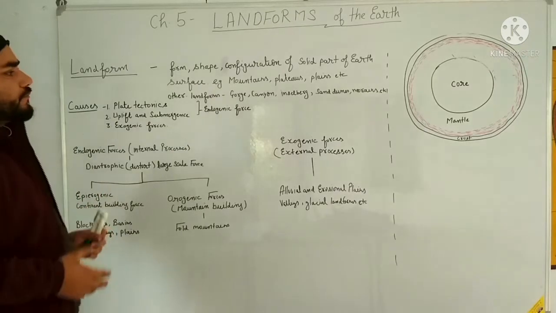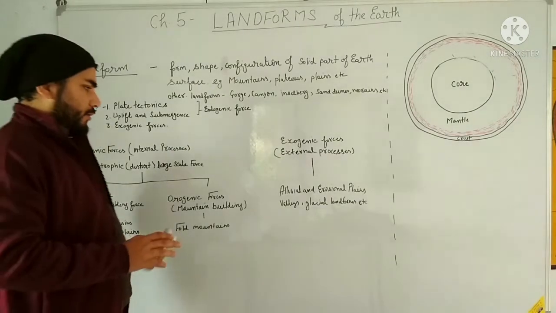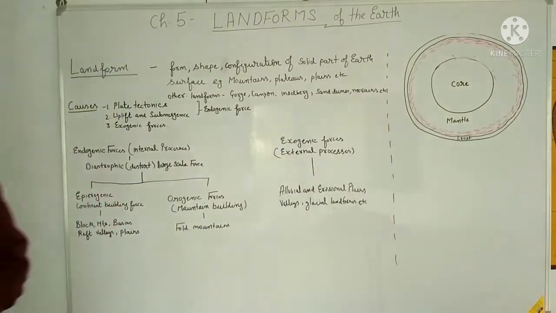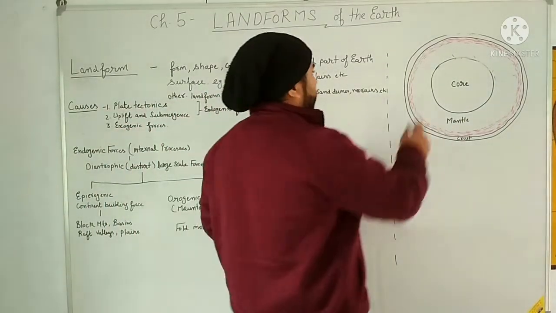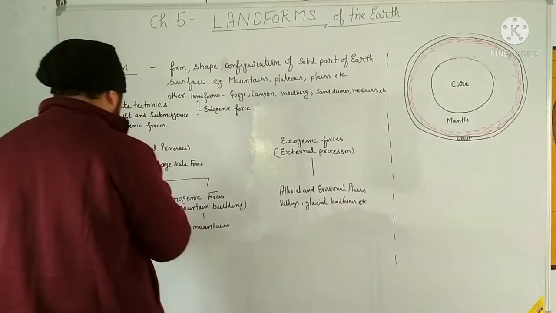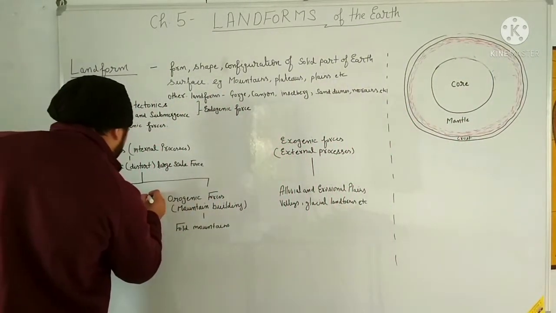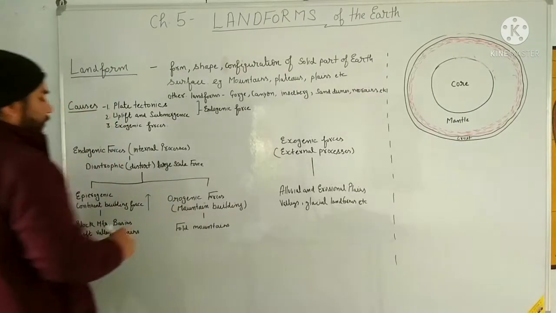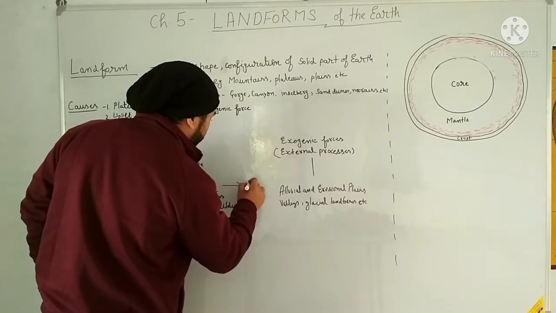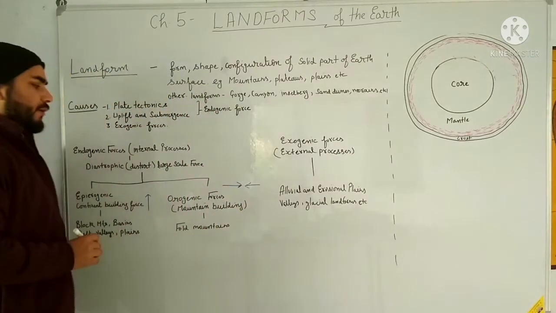Endogenic forces also work in two ways. The force which is applied upside is called the epeirogenic force. The force which is generated from inside works in two ways. One force works upside and another works on a tangent to the surface of the earth, or horizontally.